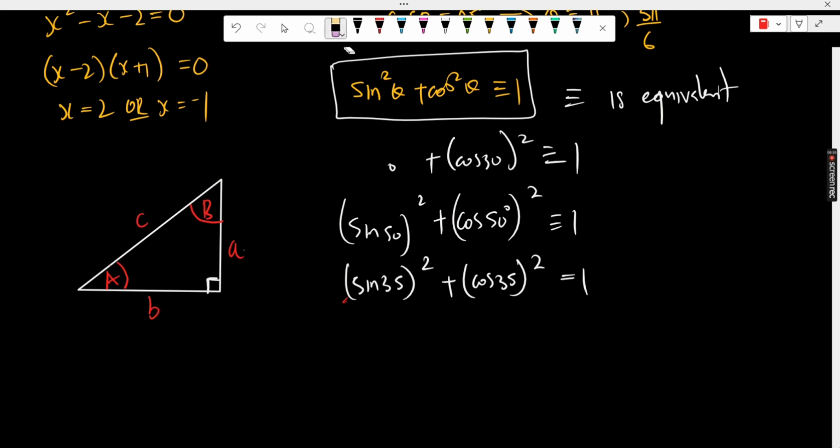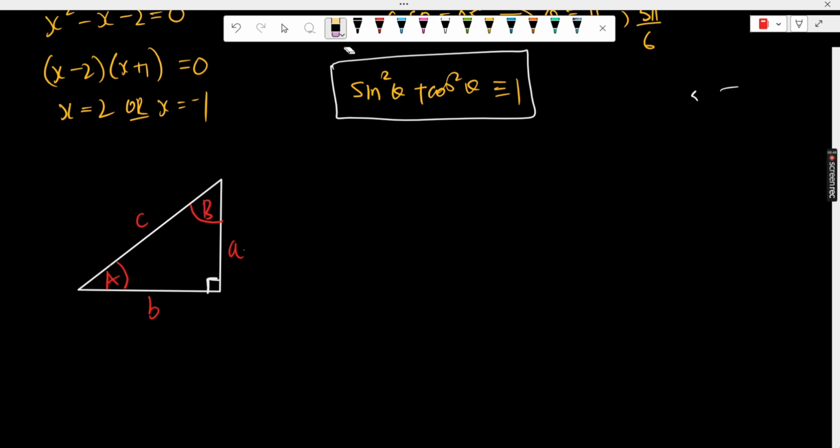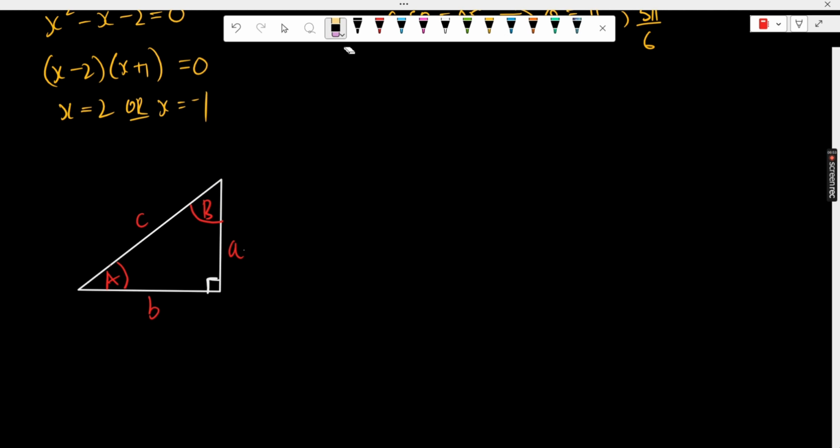If we're talking about angle A, then side A is the opposite, and side B is the adjacent, and of course side C is the hypotenuse. Does everybody see that? Yes, sir. So by definition, if we're talking about a particular angle, the side which is directly facing that angle is the opposite. So if I'm talking about angle A, then side A is my opposite, side B is my adjacent, and side C is my hypotenuse.